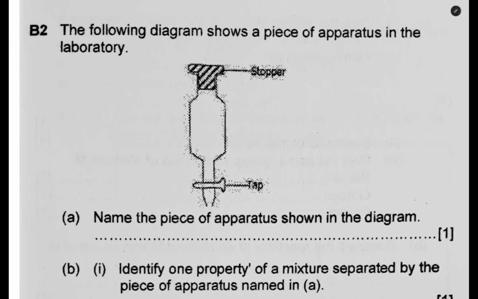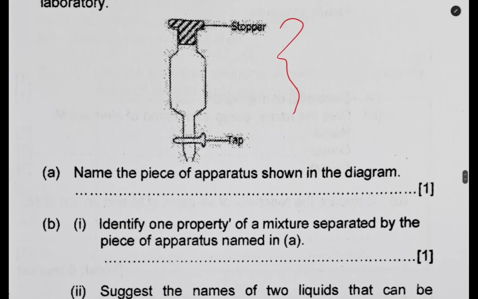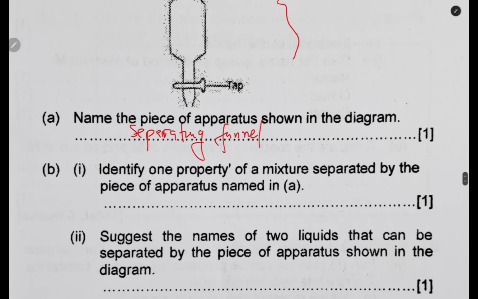And of course, you need to know all the glassware that are found in the laboratory. You don't know the one that might be picked. It's not that every time you're going to find this one. There are quite a number. You need to know them before the exams. Name the piece of apparatus shown above. So the piece of apparatus is called the separating funnel. So this is the separating funnel.